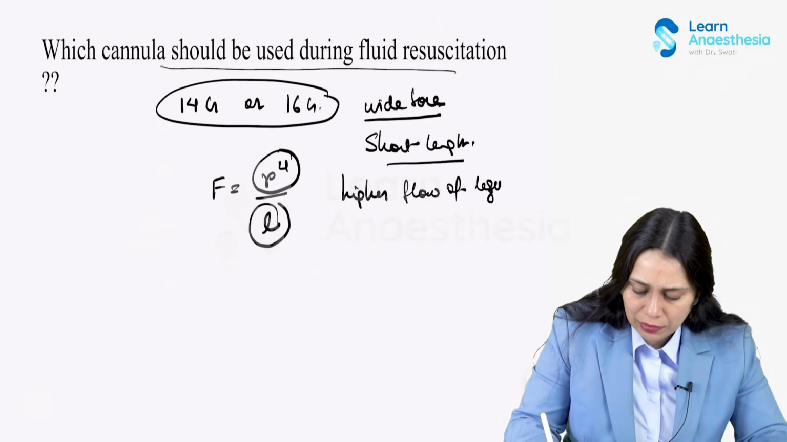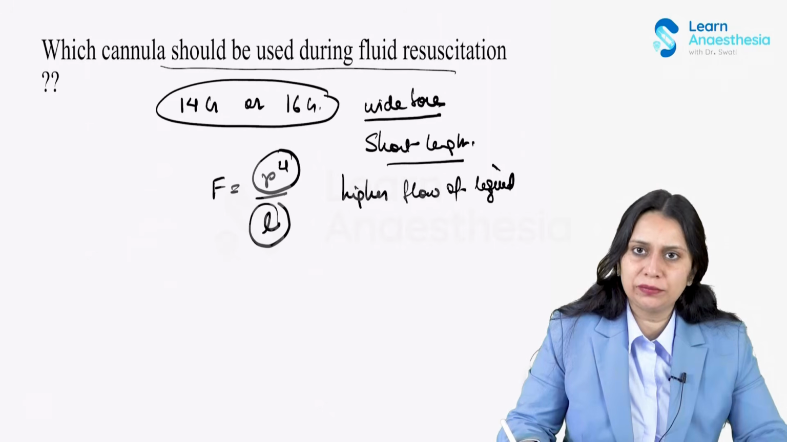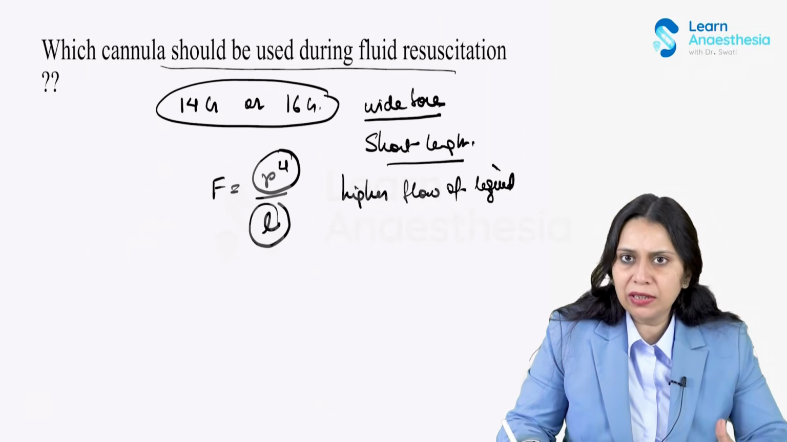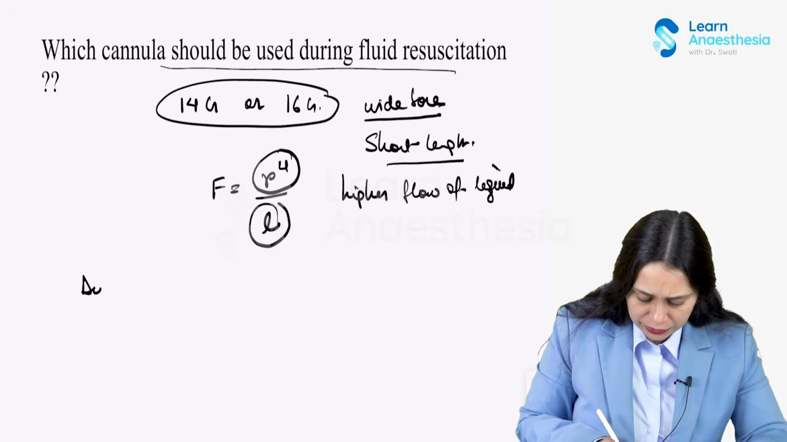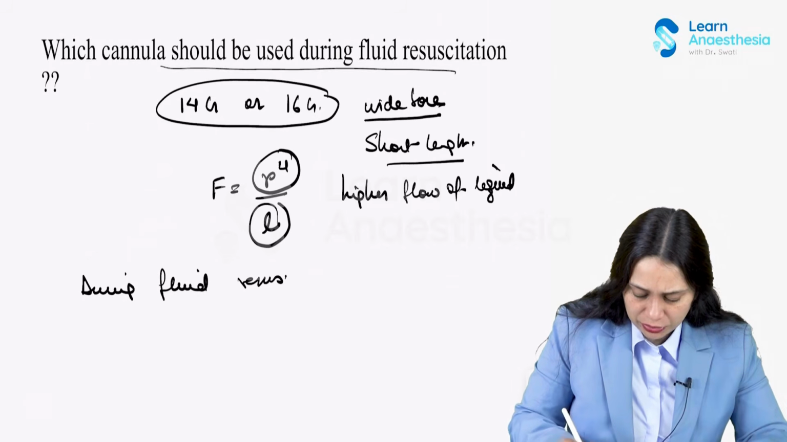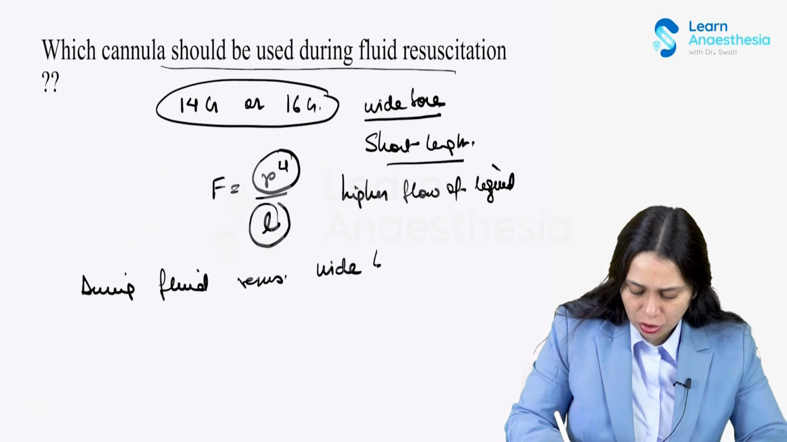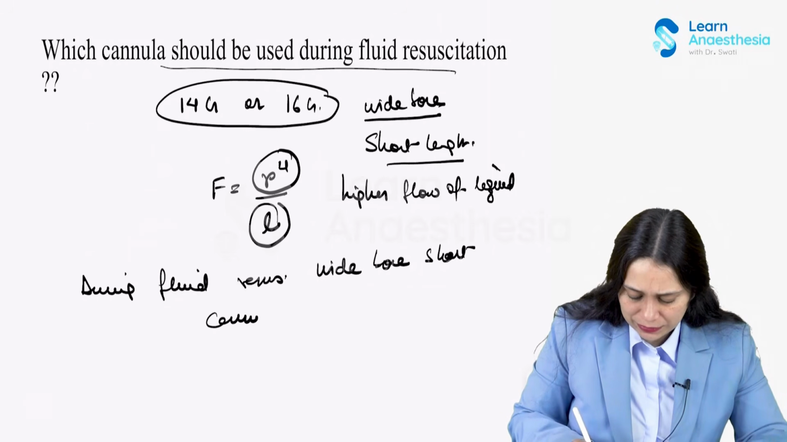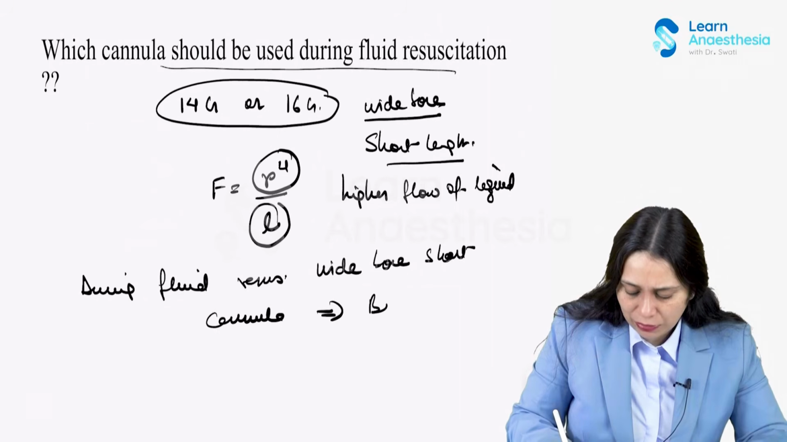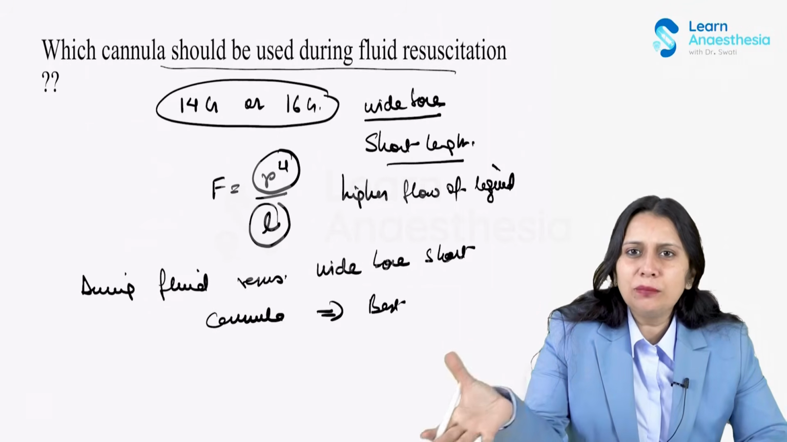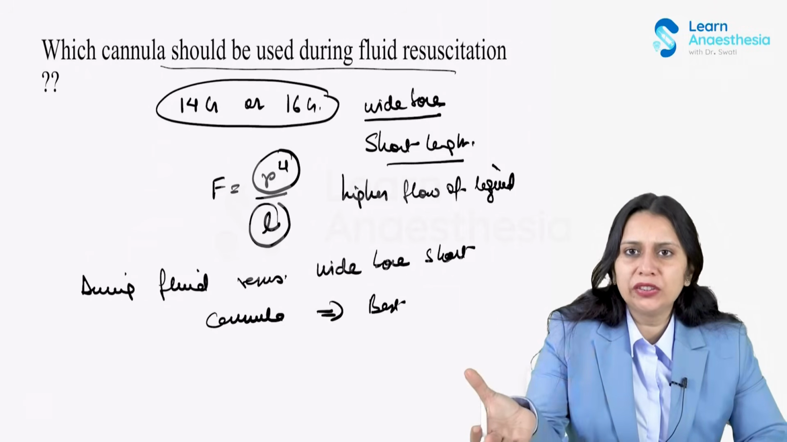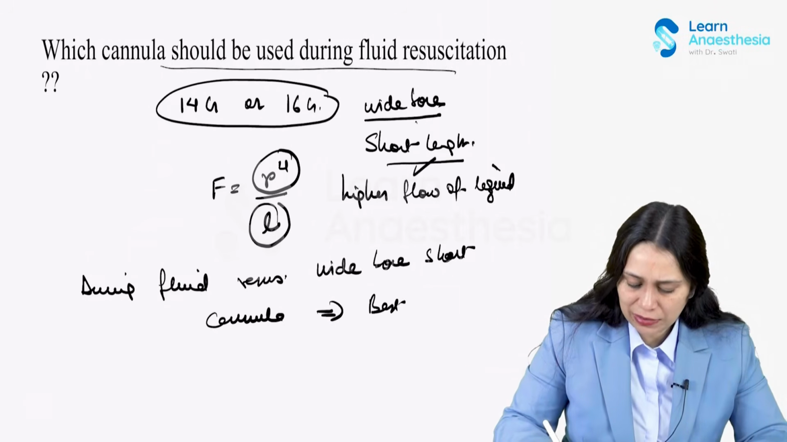So that's why when we are doing fluid resuscitation, better than putting a central line, a wide bore cannula would be more helpful. During fluid resuscitation, a wide bore short cannula would be best. So if I have to put a cannula for giving fluids, rather than putting a central line, I would put a 14 gauge cannula because it has a shorter length and wide bore.